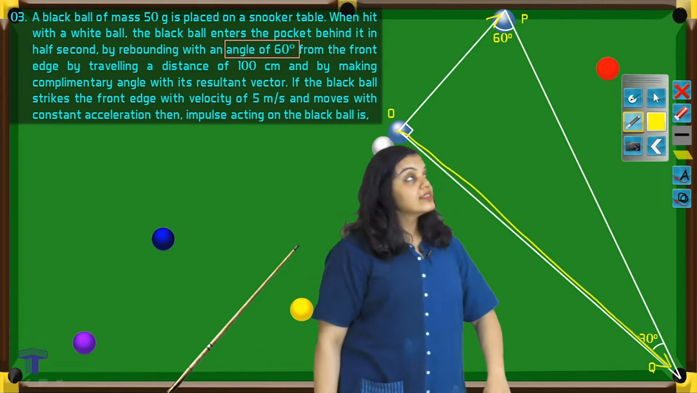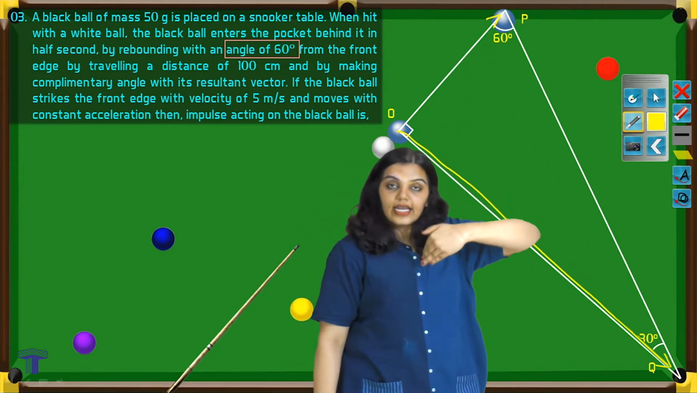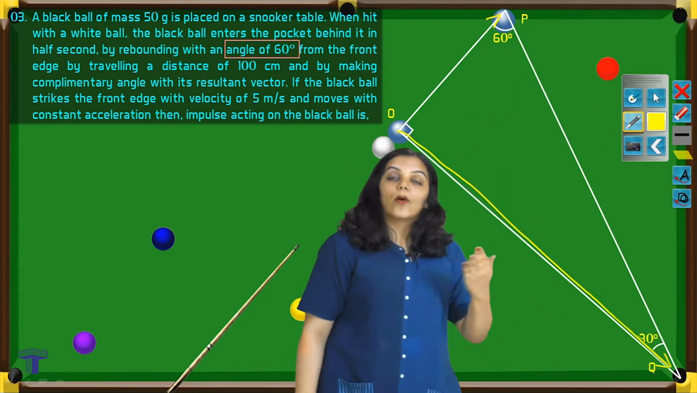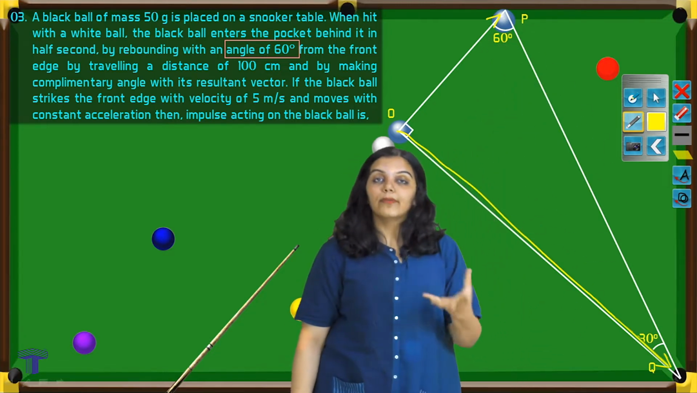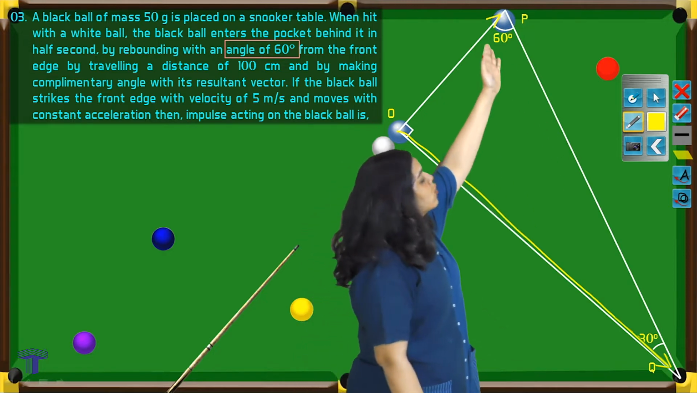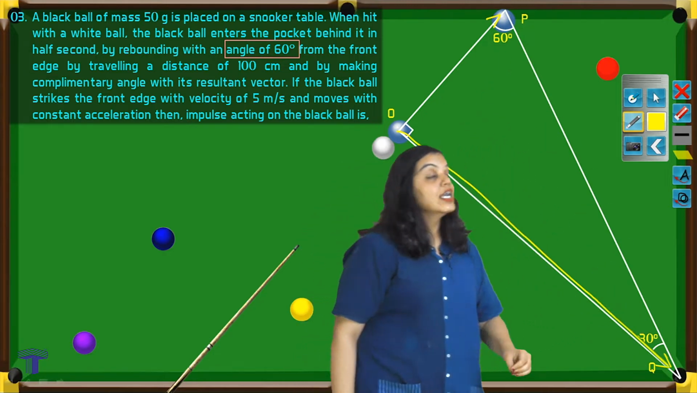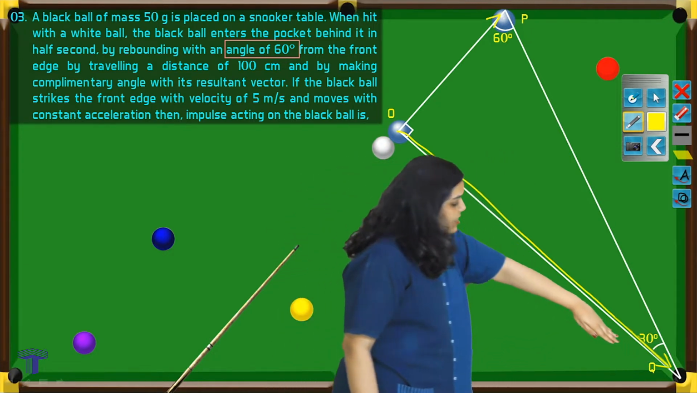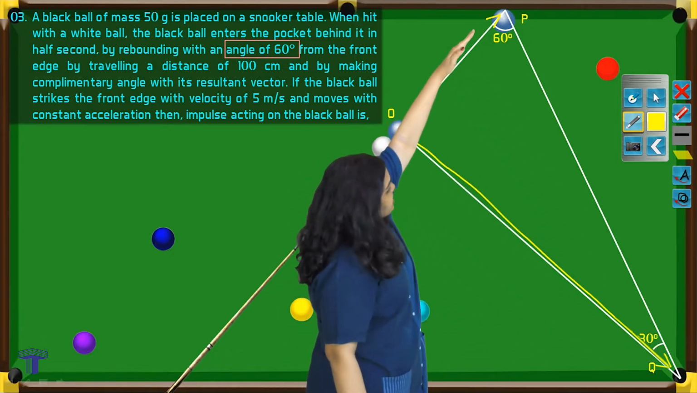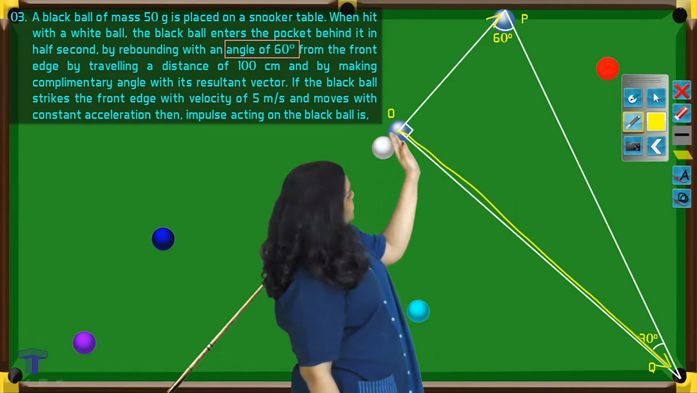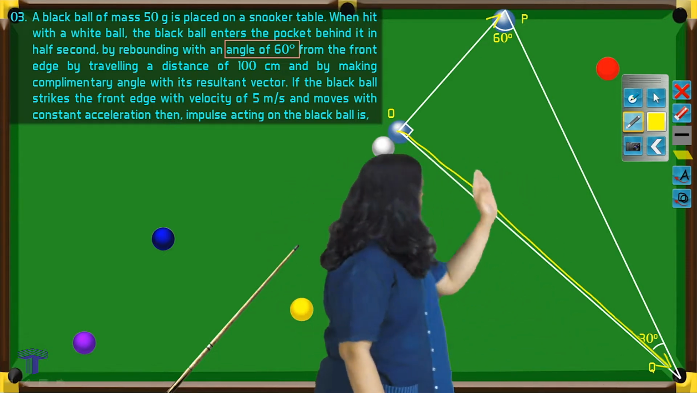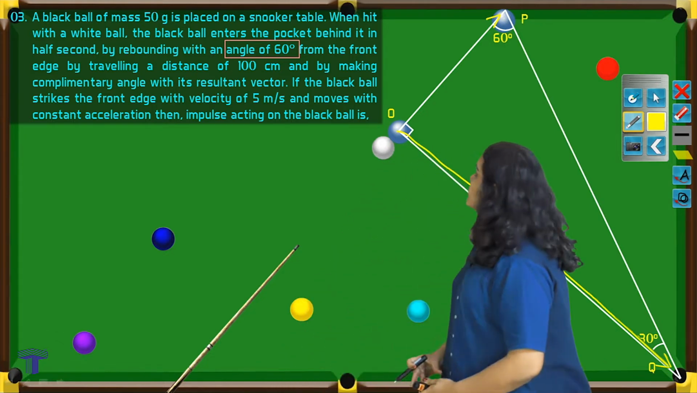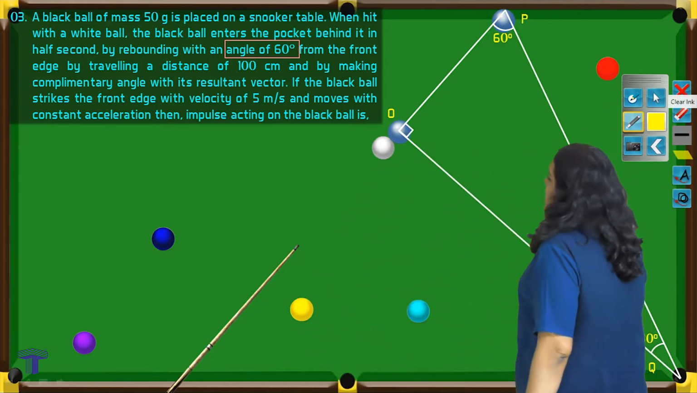Complementary angle means that if this is 60, then to find the complementary angle, you will subtract this from 90. So complementary of 60 is 30. Complementary angles are those angles whose sum adds up to 90. And therefore, they are saying that this ball is making a complementary angle with the resultant, and this vector has a resultant of OQ. So OQ is the resultant and this angle is 30 as given in the sum. So this is the brief diagram of the sum.